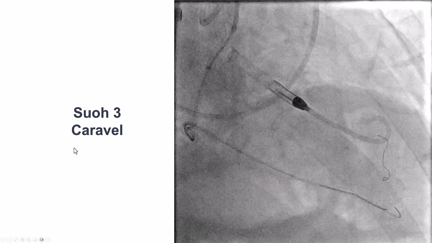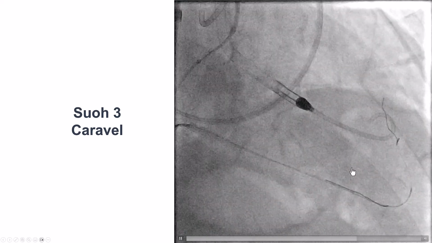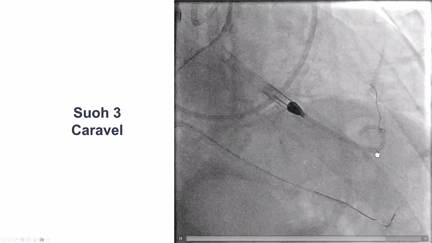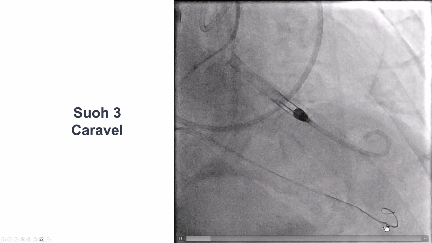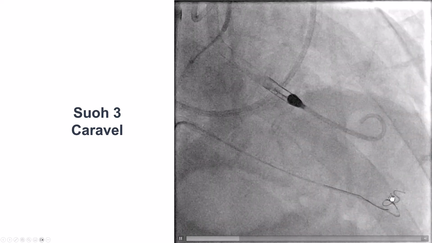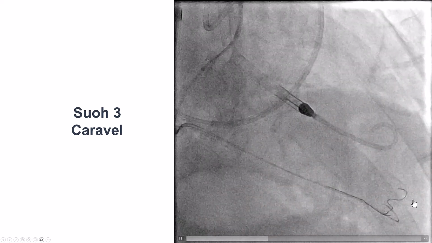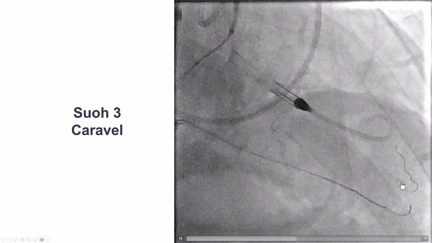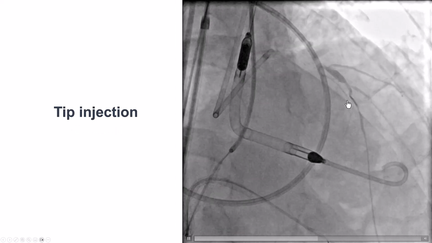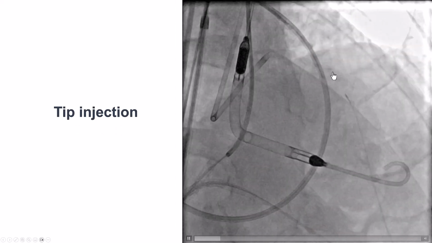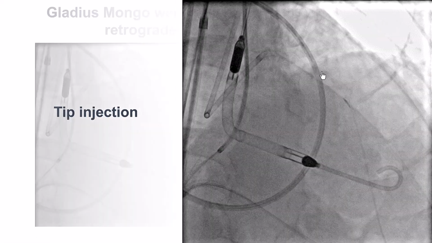This is crossing using the Suoh 3 through a caravel microcatheter. Fortunately, the wire advanced fairly easily across the tortuosity. So very small moves and essentially waiting. The wire is moving with every heartbeat and eventually finds its way and goes into the LAD. We advance the caravel all the way and then we have a tip injection showing diffuse disease into the LAD.